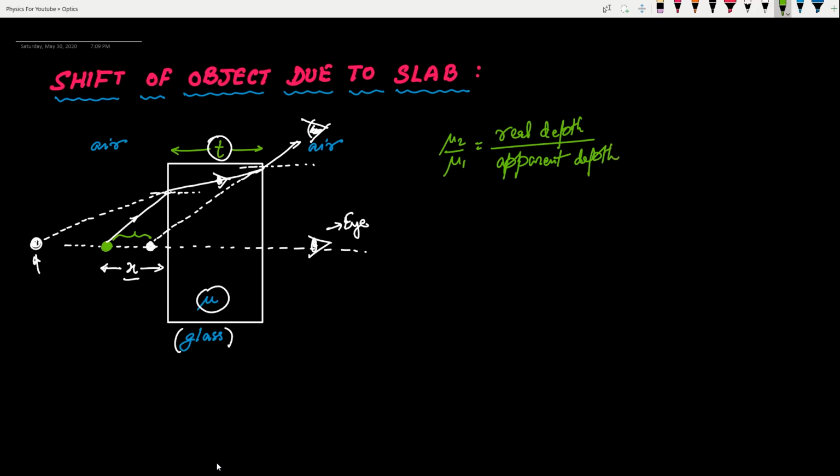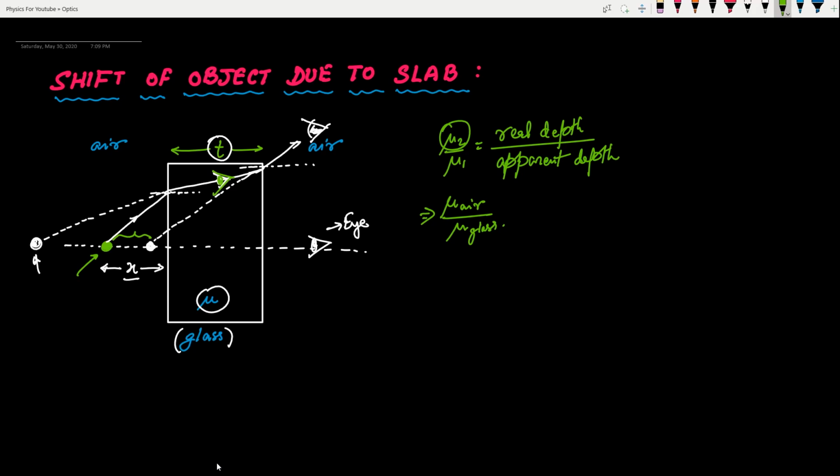So mu2 by mu1 is equal to real depth by apparent depth. But we need to understand what mu2 is. Mu2 is the medium in which the object is kept, whose apparent depth we need to find out, isn't it? So here the object is kept in air medium. Therefore, mu2 is nothing but mu of air divided by mu of glass, because we are seeing it from the glass medium in the first case.